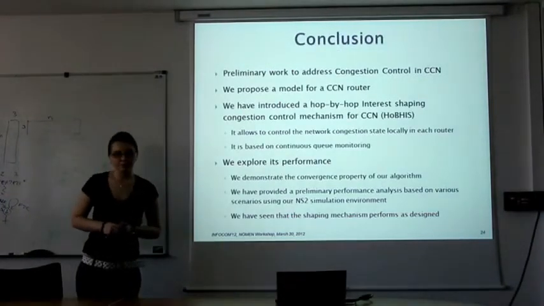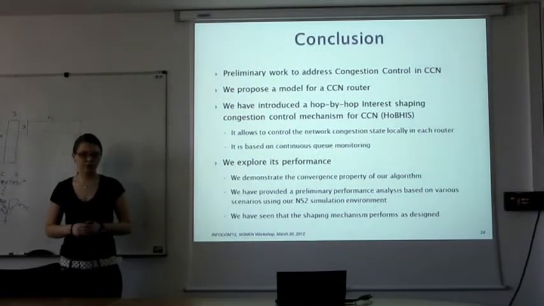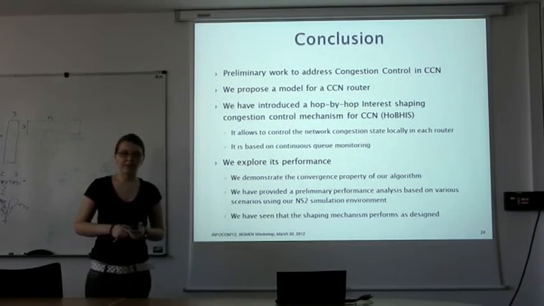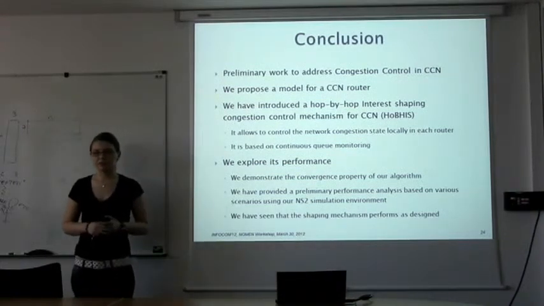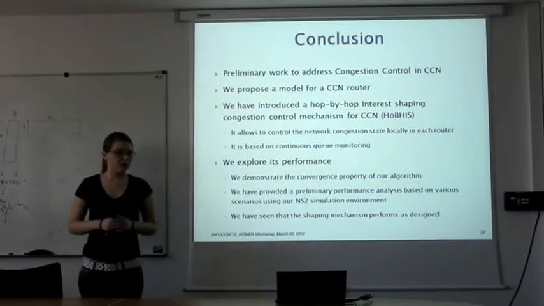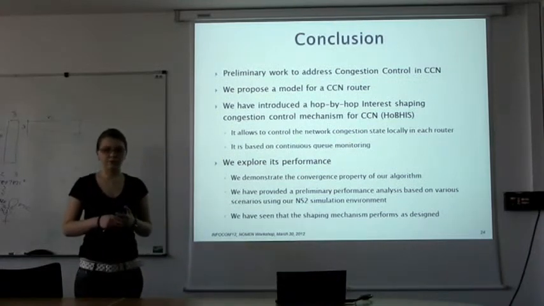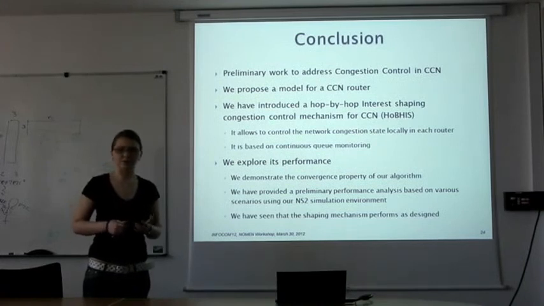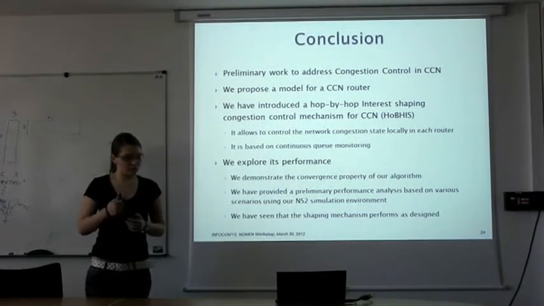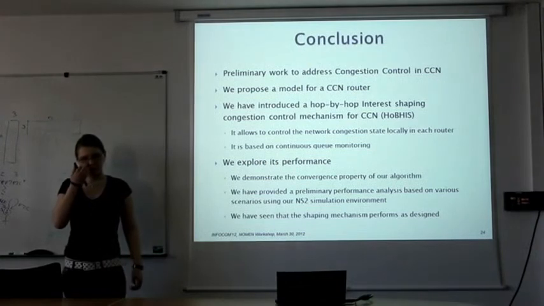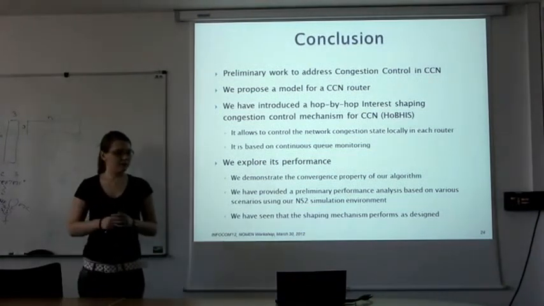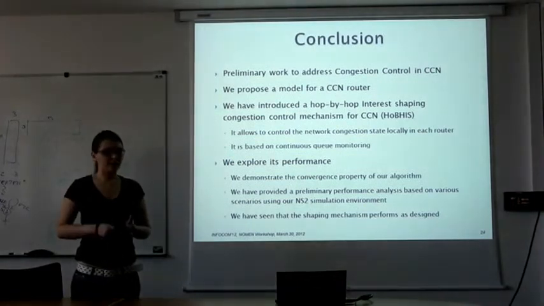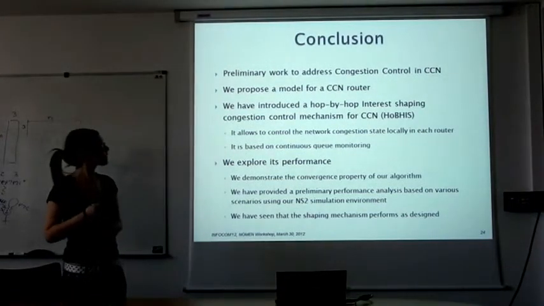So we have presented our HoBHIS shaping mechanism that allows us to dynamically adjust the intersegment rate in order to control the future data rate. What's more, we keep the queue length around some fixed threshold. We also explored its performance, and we can conclude that the mechanism performs as designed.